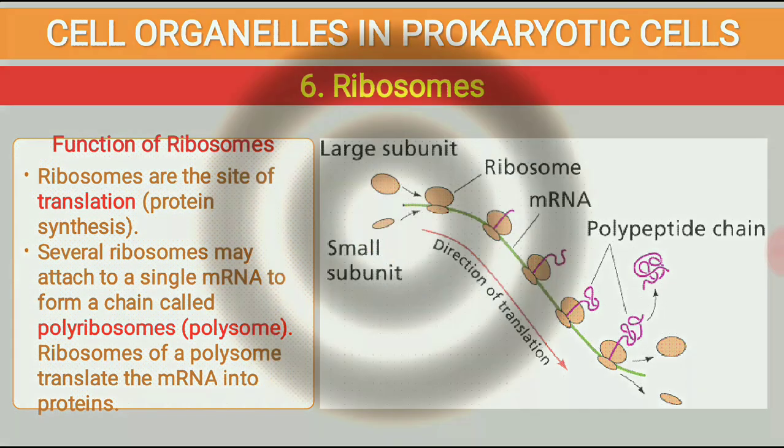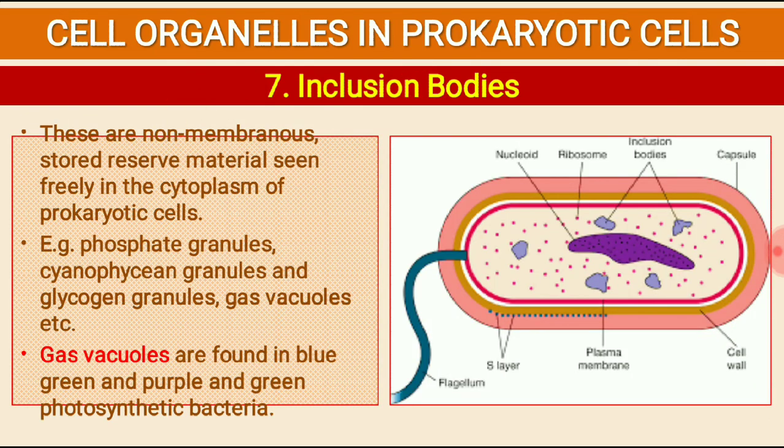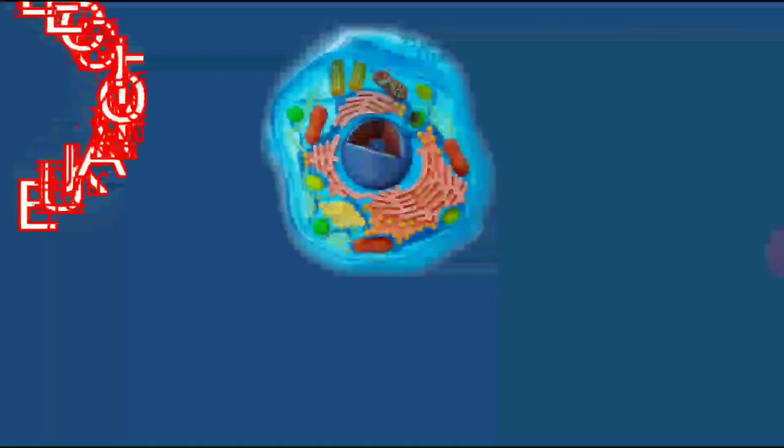Inclusion bodies: reserve material in prokaryotic cells is stored in the cytoplasm in the form of inclusion bodies. These are not bound by any membrane system and lie free in the cytoplasm, for example, phosphate granules, cyanophycean granules and glycogen granules. Gas vacuoles are found in blue-green and purple and green photosynthetic bacteria.